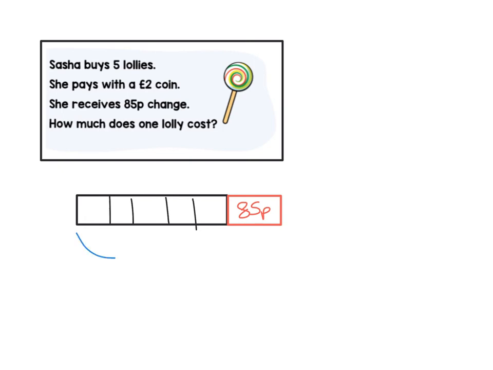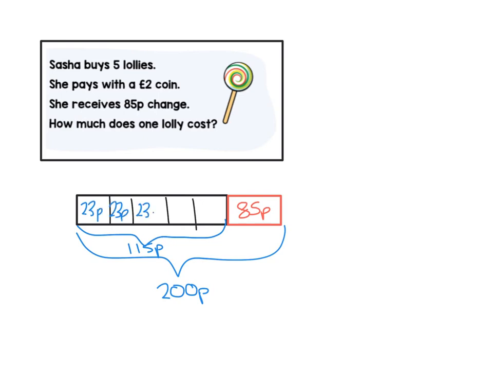I know that altogether that's going to be 200p. And it's a lot clearer in this bar that all of this adds together to give 200. So I need to do 200 take away 85, which gives me that 115p. And the 115p divided by 5, which was the 23p. It doesn't really matter which way you set it out, as long as you get the right answer.